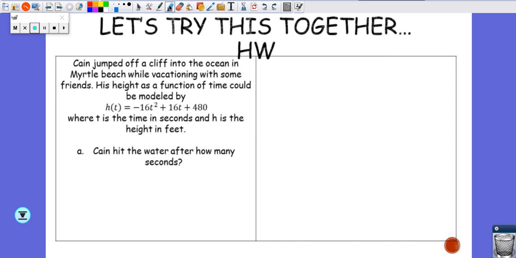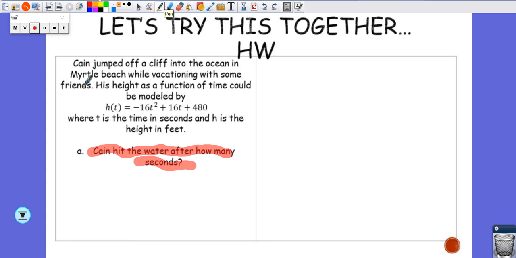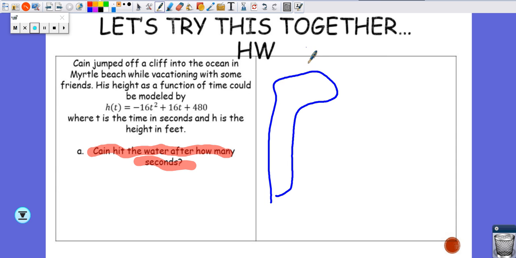Okay, so the first thing I'm going to do is highlight or underline the question. So I'm trying to find out when Kane hit the water. The second step I'm going to do is read this sentence by sentence and start drawing a picture. It says Kane jumped off a cliff into the ocean in Myrtle Beach while vacationing with some friends. So I'm going to draw a picture. Here's a cliff. So here's Kane on the cliff.